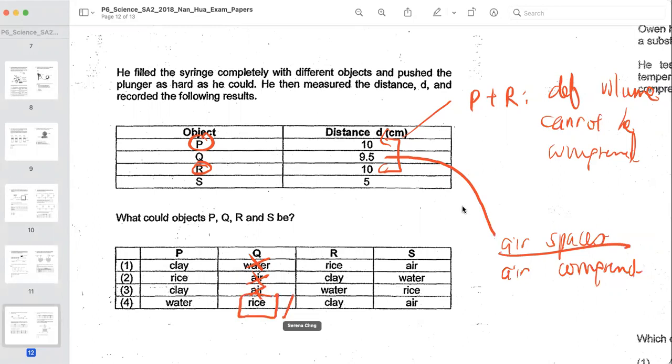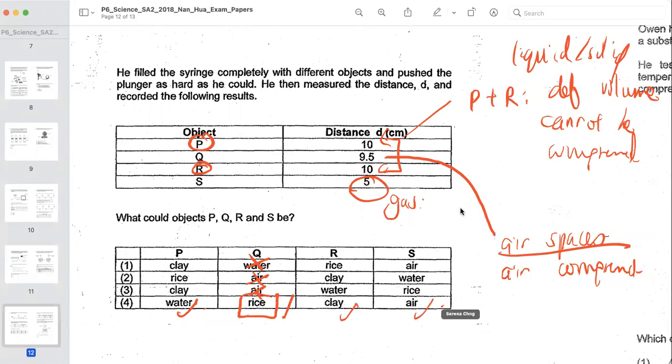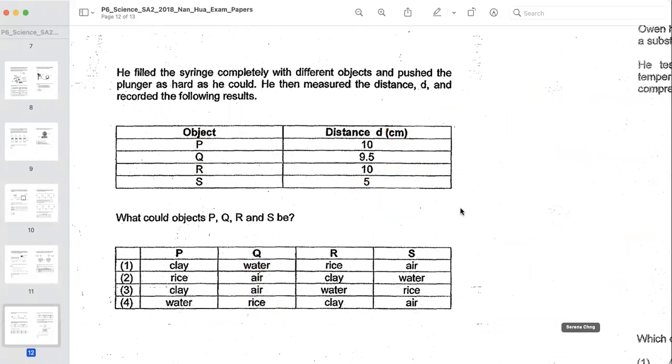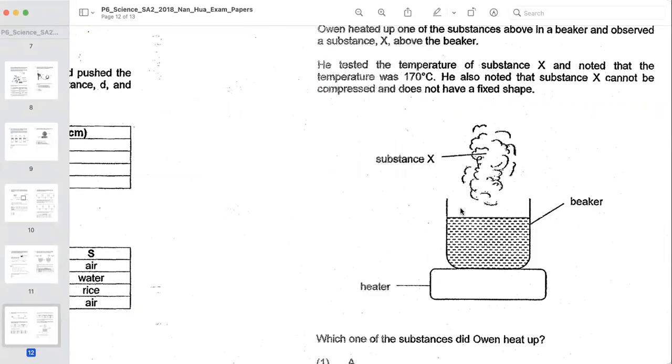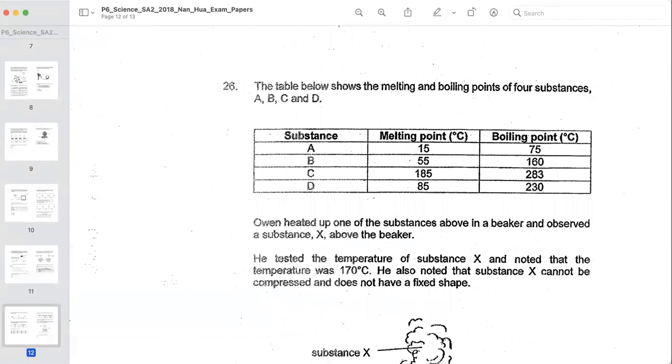Then I check. P and R are either liquid or solid. So P is water, which is liquid, good. Clay is solid, which is solid. And then S is a gas because it can be compressed. So S is air. So answer is option 4. Now we'll look at question 26.